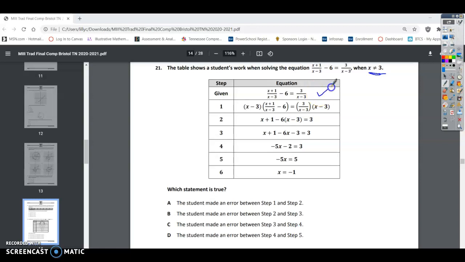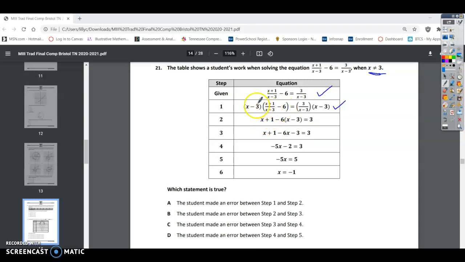So this is given information, so we're good here. And then step 2, you take this and they're multiplying by the denominator. So they're trying to get rid of the fraction. So that is good. That's okay. And then once you do that, the denominator is going to cancel here, and it's going to leave x plus 1. And then it's going to be minus 6.